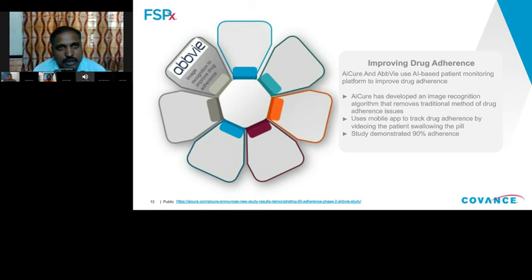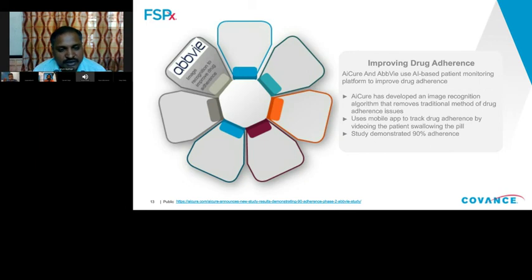As soon as the patient takes the drug, again, this is a mobile-based application, they take a video of the consumption. This video gives a visual confirmation that the right person took the right medication, and it also confirms that the tablet or the medication has been ingested correctly.